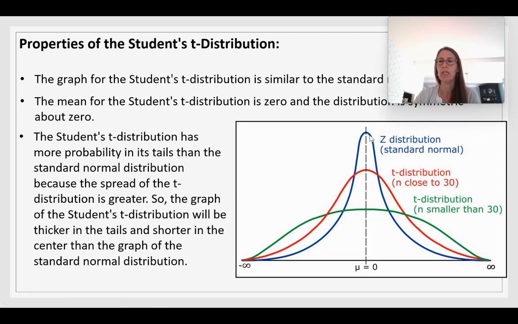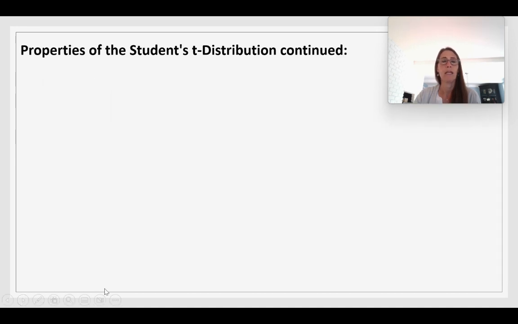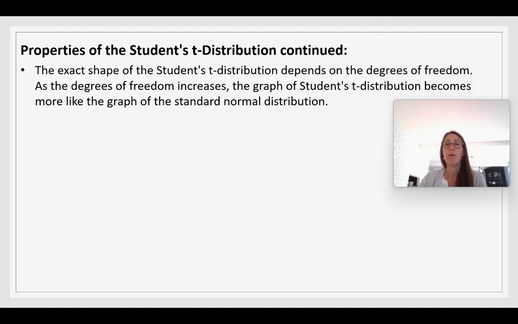So here's a picture. Z, the blue one, is our standard normal distribution. The red one is our t-distribution with a sample size close to 30. And the green one is a t-distribution with a smaller sample size. You can see that as our sample size gets bigger, this red curve is getting closer to the blue, which is the standard normal distribution. The exact shape depends on the degrees of freedom, on the sample size. As the degrees of freedom increase, the graph becomes more like the graph of the standard normal distribution. We just saw that in the picture.